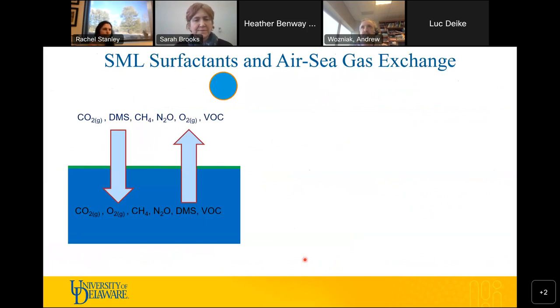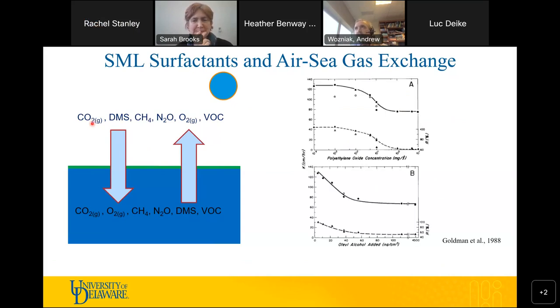So now this is a less beautiful cartoon, and that's because I made it, showing gas exchange at the sea surface, and it really is just intended to show you that we're also exchanging gases at the sea surface. We do have our green microlayer. I stayed with the blue-green theme. And we have lots of biologically relevant and atmospherically relevant gases that are going back and forth between the atmosphere and the ocean. And once again, what I'm showing here is some data from Goldman et al. 1988, and they are not the only paper that are showing an influence of surfactants on the mass transfer velocity of these gases across the air-sea interface. As you increase the concentration of these surfactants, and here they use polyethylene oxide and oleyl alcohol, you can see that mass transfer velocity declines.